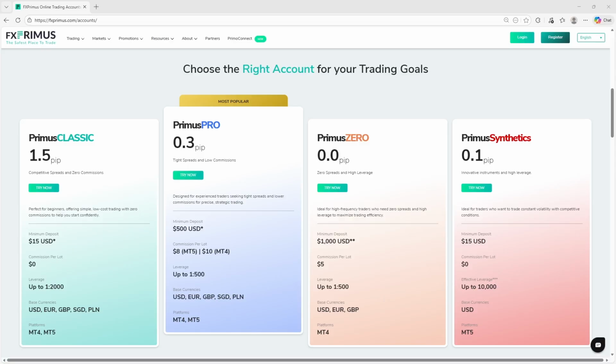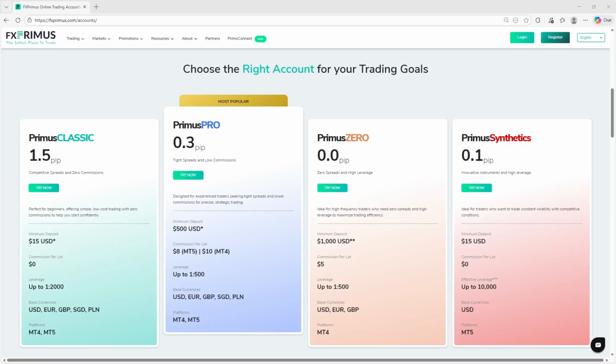The Pro account tightens spreads significantly, often around sub-pip levels, but introduces a fixed commission per lot depending on platform choice. This pricing structure targets experienced traders who want more predictable execution costs and tighter bid-ask pricing for intraday or swing trading.